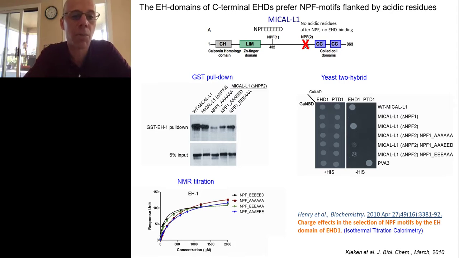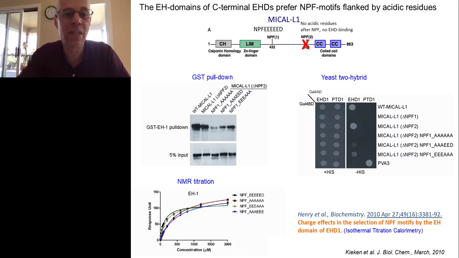So we used a GST pull-down system at first to pull down either wild-type MICAL-L1, and we could see that it came down nicely in the left lane. Then we pulled down MICAL-L1 with the second NPF motif mutated, the one with no acidic residues, and we find we still get in the second lane very nice pull-down. But when we take that same mutant that has no second NPF motif, and in the first NPF motif change all of the acidic residues to alanine, we lose the vast majority of the binding. And we lose a lot of the binding if we change the first three acidic residues to alanine, and we'd lose less of the binding if we change only the second three to alanine.